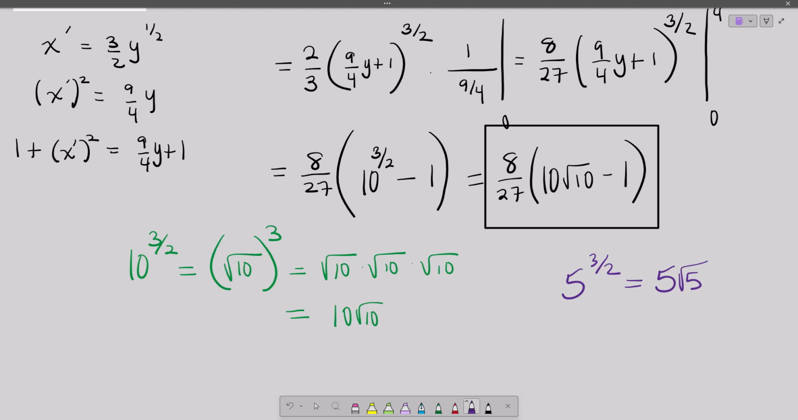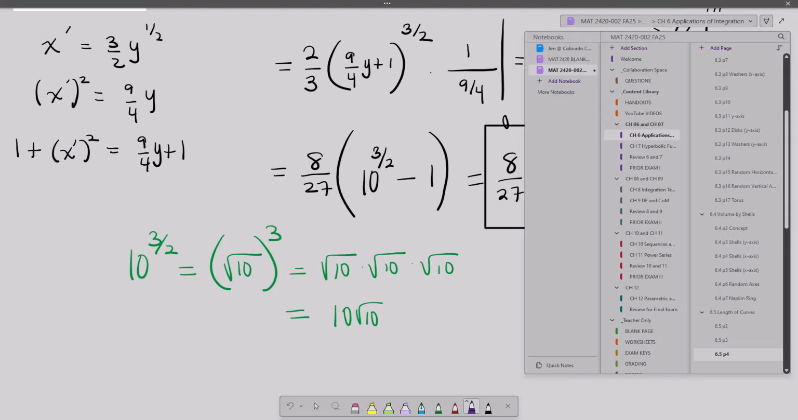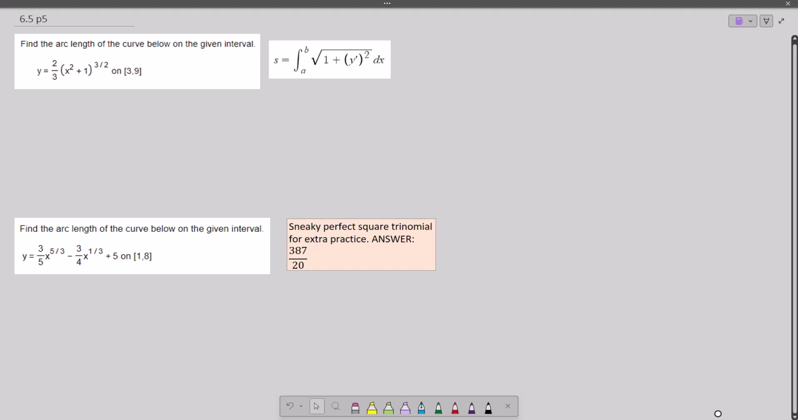Is the algebra coming back? Gulp. Algebra. The algebra. Yeah. In Calc 1, you just don't use the algebra as much as you do in Calc 2 or Calc 3.